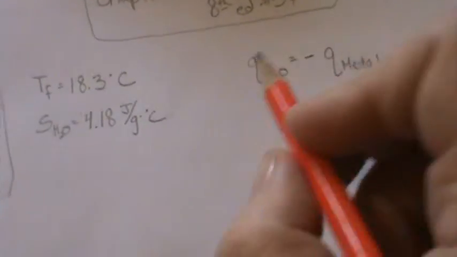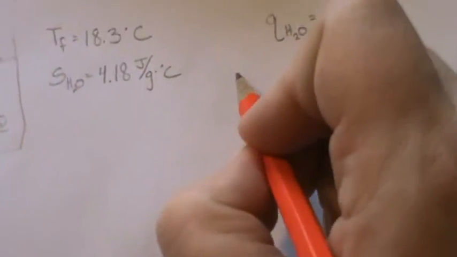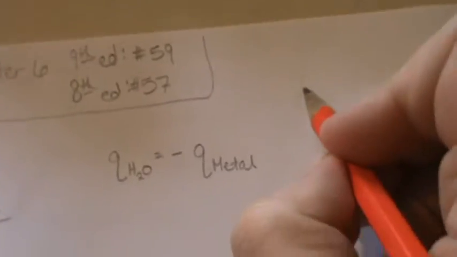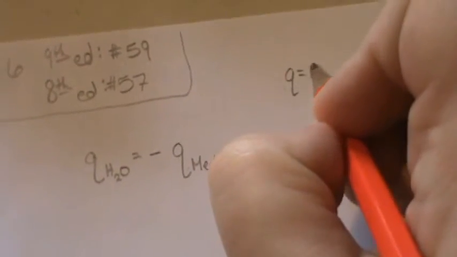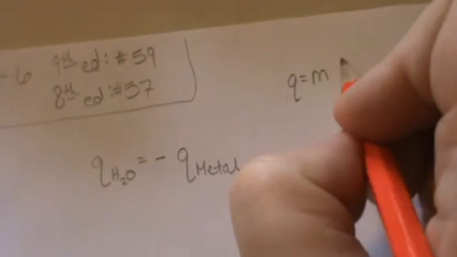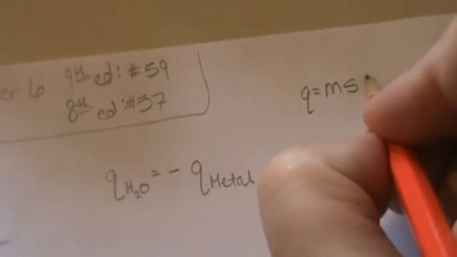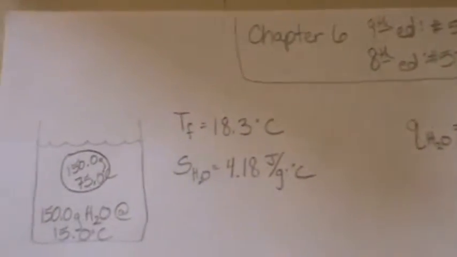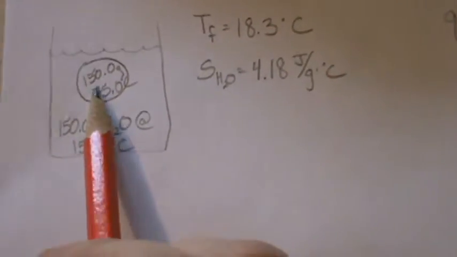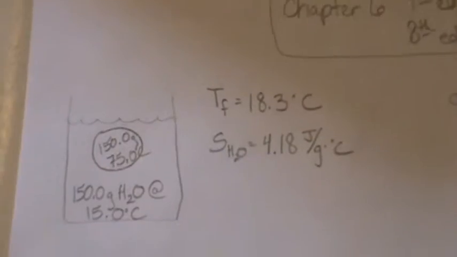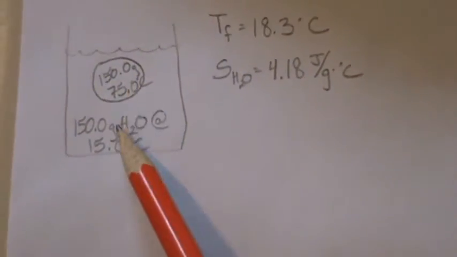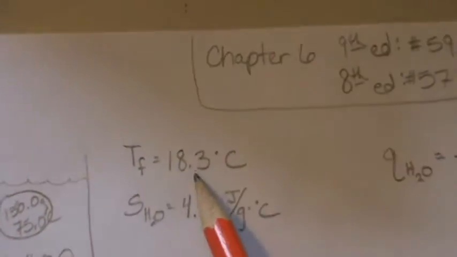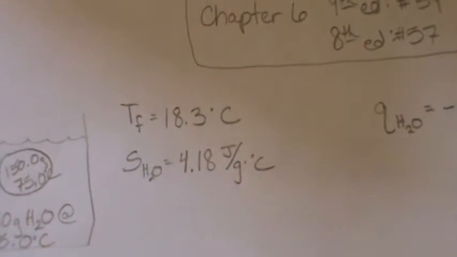All right, so since Q is equal to mass times specific heat times delta T, we are going to use that information. And what we're looking for here is the specific heat of the metal. We have a mass for both, we have a starting temperature for both, we have a T final in this case, and we have specific heat for the water, which you can look up in a table if you don't remember it.